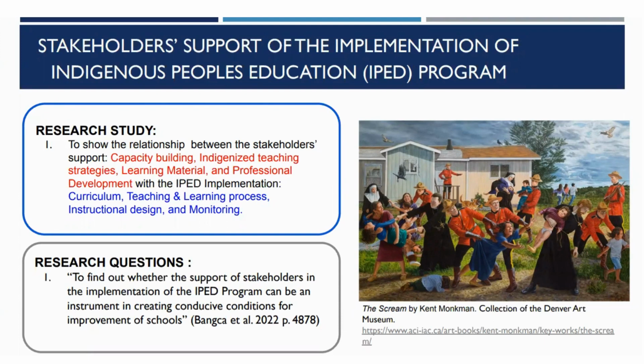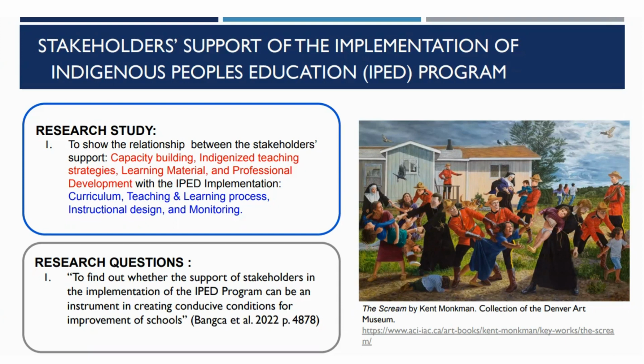So we're going to see a correlation matrix, and it's going to show the relationship between the stakeholder support, which is going to be on the left-hand side, in a column, and we have capacity building, indigenized teaching strategies, learning material, and professional development. And so again, this is showing the relationship between the stakeholder support with the implementation of the Indigenous Peoples Program, which then going across the correlation matrix in the rows would be curriculum, teaching and learning process, instructional design, and monitoring.